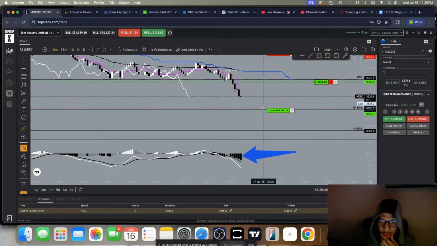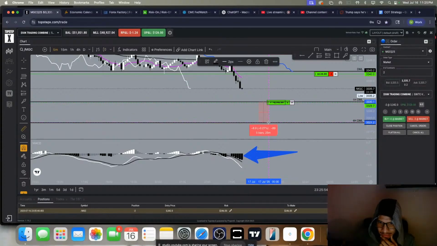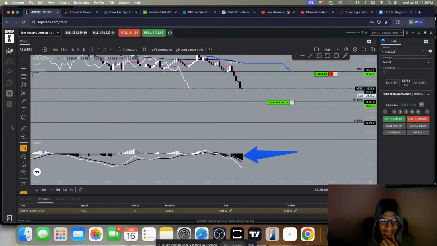Let me see what this is looking like right here. It's about another... See, even that, I wouldn't take that. I wouldn't take another trade from here to here. You know what I'm saying? Like 8 points. I don't need that.